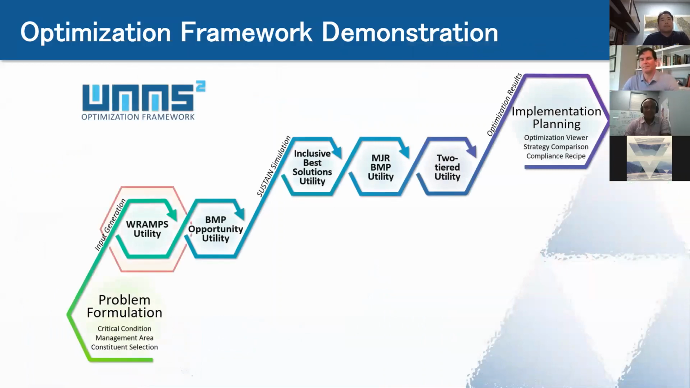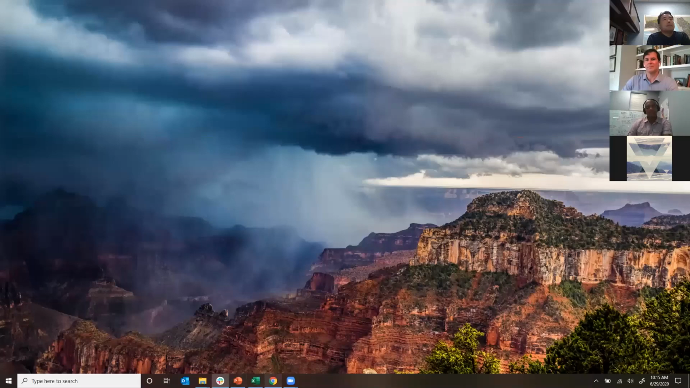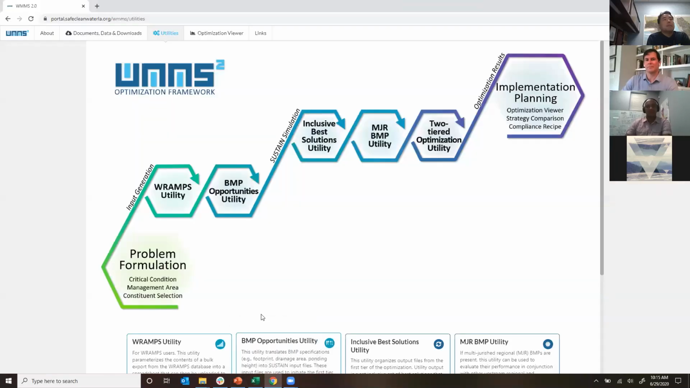Here's that framework again, and I'm going to drop out of presentation mode. We're going to go to live demo mode now, starting with the RAMPS utility. So let me get that out of there, and I'm going to jump to our WMMS2 model platform. Dustin did some clicking around.